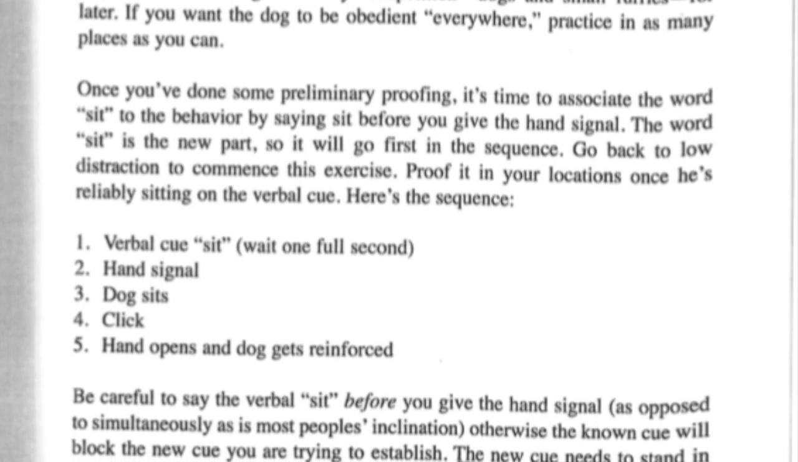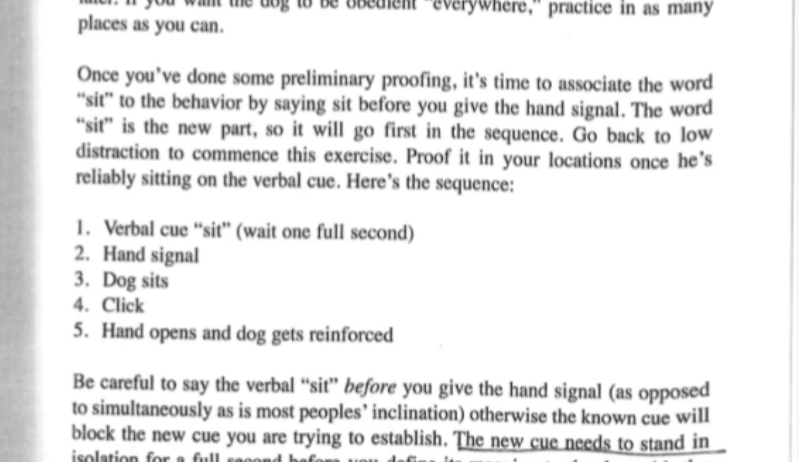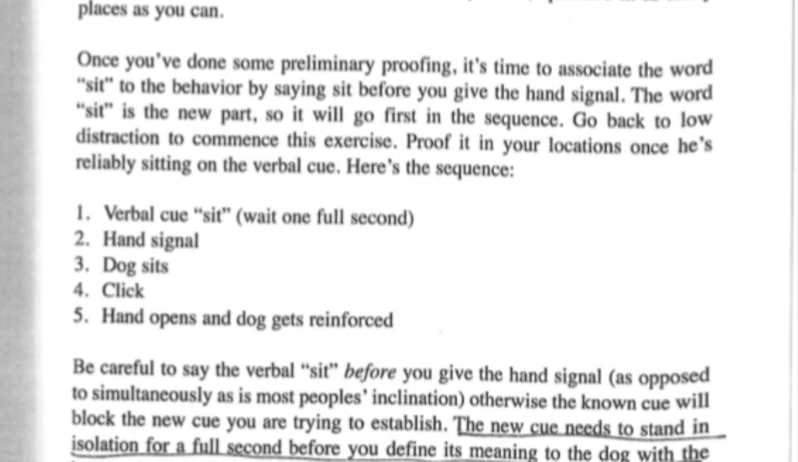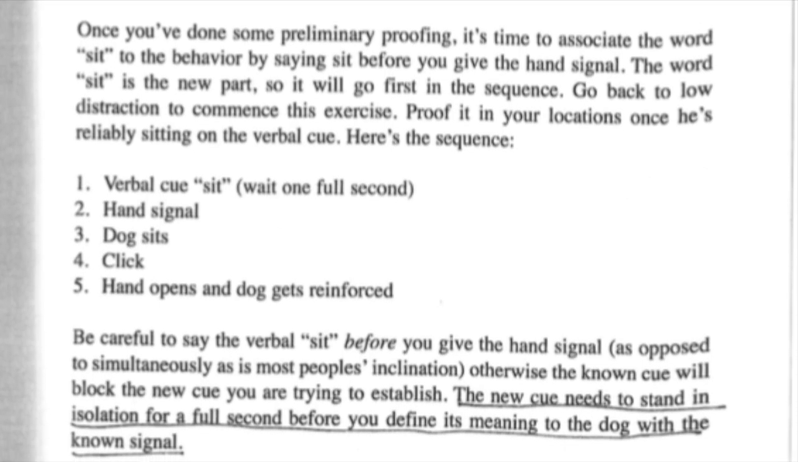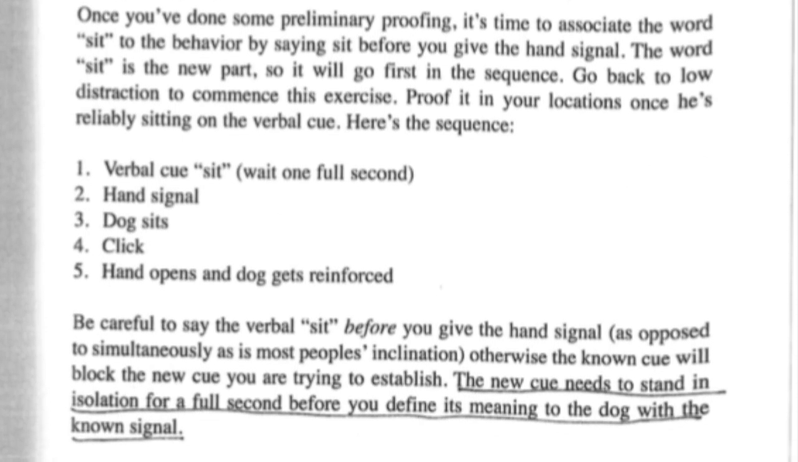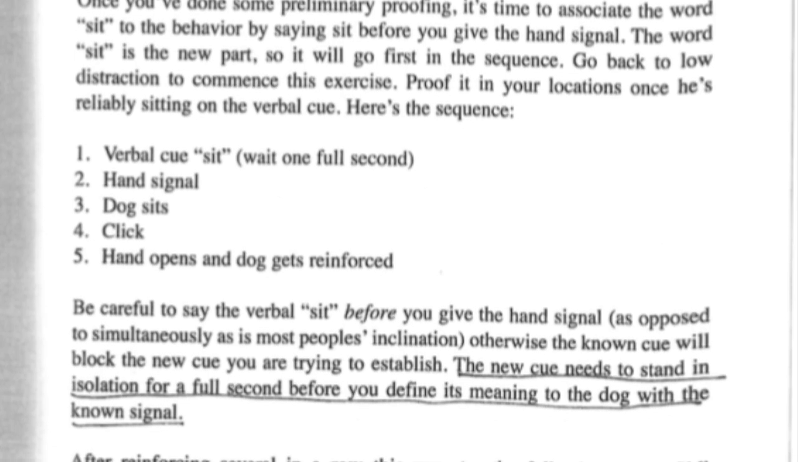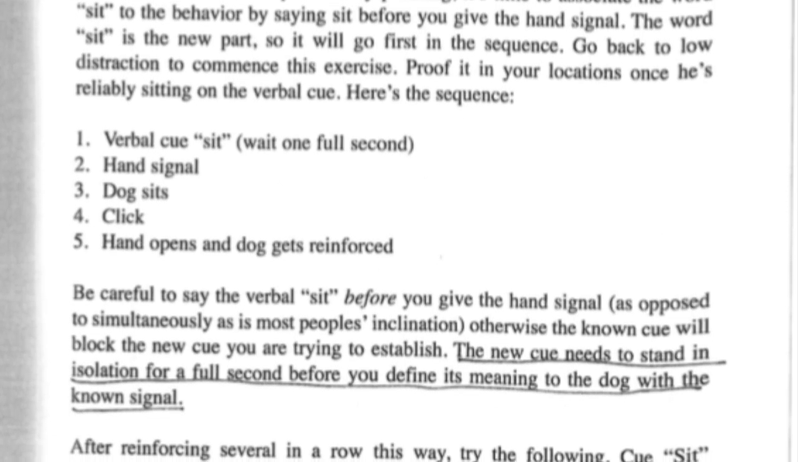Here's the sequence. 1. Verbal cue sit. Wait 1 full second. 2. Hand signal. 3. Dog sits. 4. Click. 5. Hand opens and dog gets reinforced.